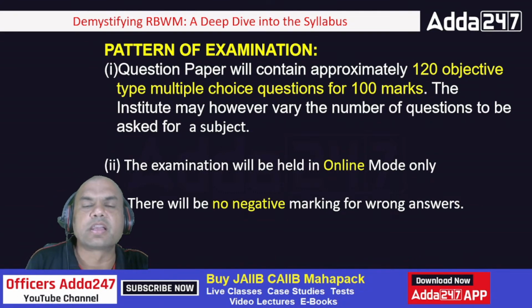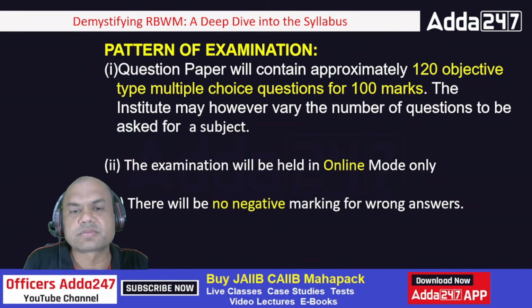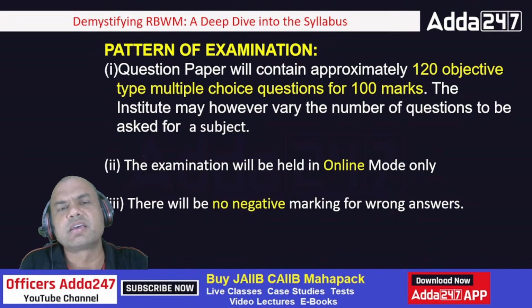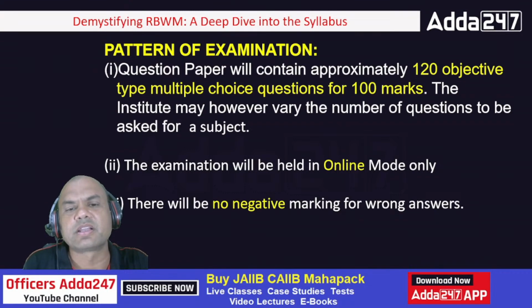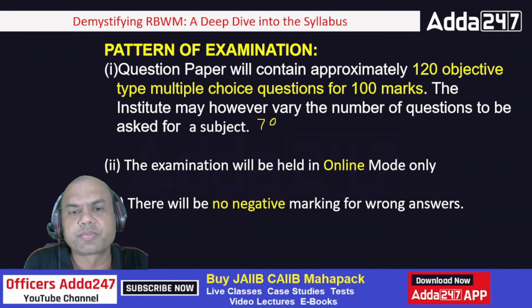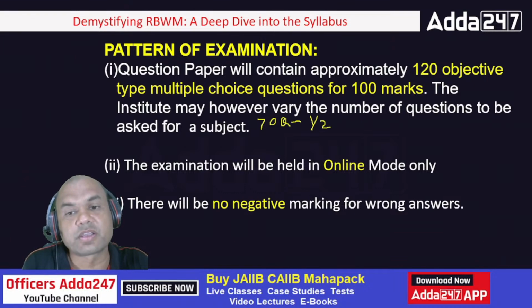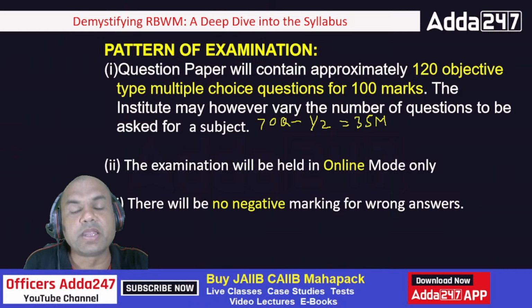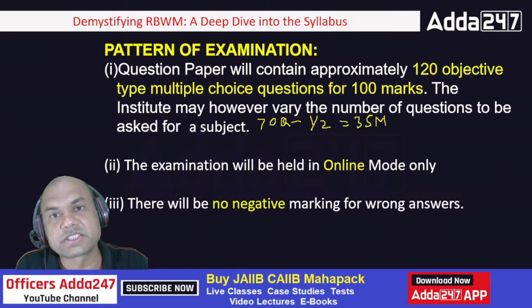Roughly you have 70 questions, or you can call it 70. Roughly you have 35 marks for half mark questions. So 70 questions for half mark, so you'll get around 35 marks over here, right? Then remaining how much? Remaining 65 marks.